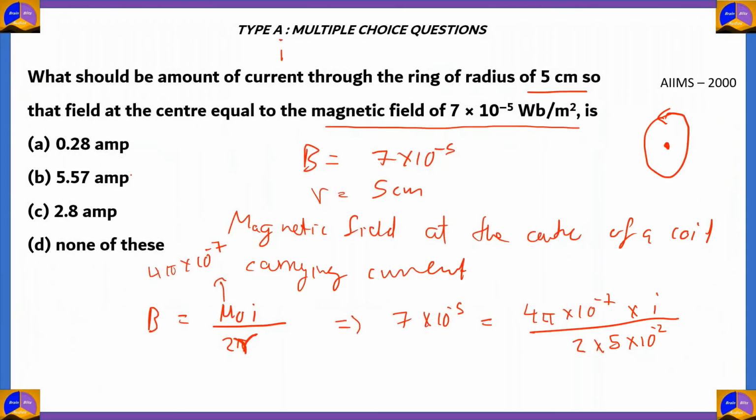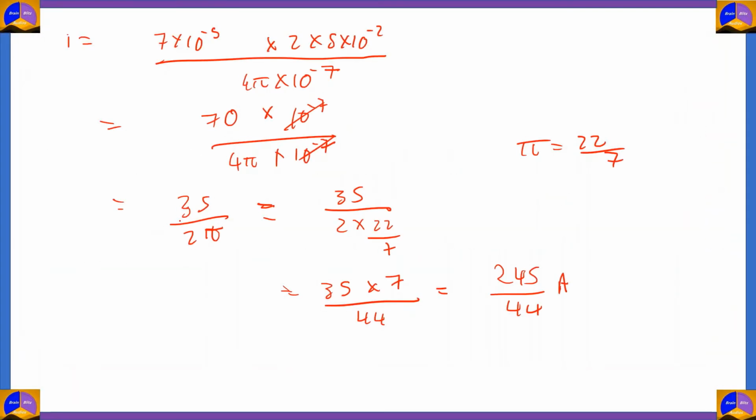But we're asked to find it out in decimals. So we have the option. So let's look at the options first. We have 0.28 amperes, 5.57 amperes, 2.8 amperes, and none of these. So let's start dividing this. So 245 divided by 44.